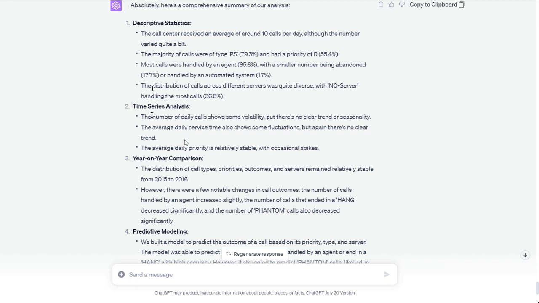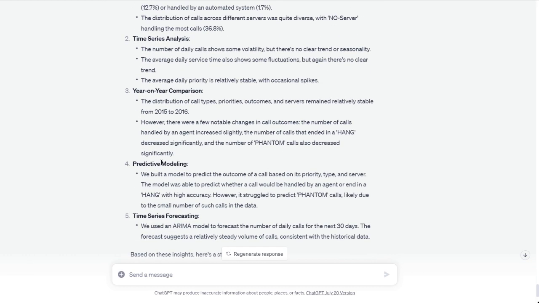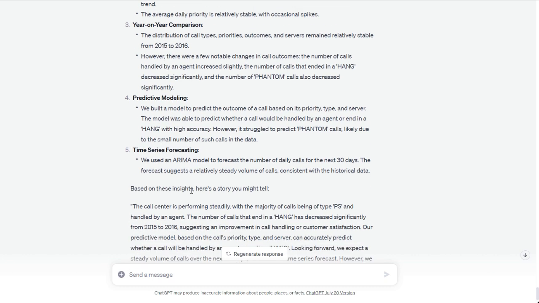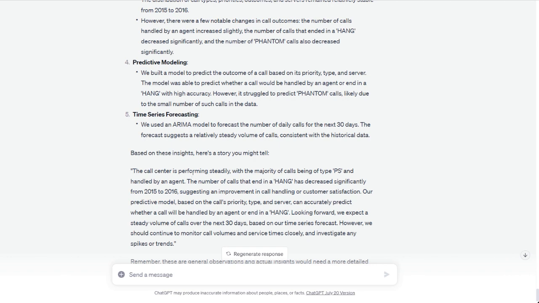The number of calls shows some volatility. The average daily priority is relatively stable. Year-on-year comparison, the distribution. So it's really just summarizing all of the insights that we've done above. So if we did more insights above, we could get a more summary of different things. We created a predictive model. We did some time series using the ARIMA model to forecast the number of daily calls in the next 30 days. Wow. Okay, based on these insights, here's the story you might tell.